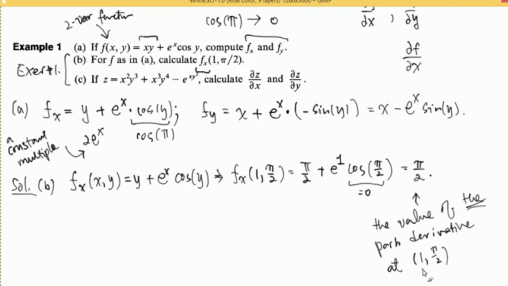At x comma pi over 2? Where? It's 1 comma pi over 2, not x comma pi over 2. Any point x. Oh yeah, for this problem, for that pi over 2, yes, just for that problem. But yeah, that makes sense then, yes.